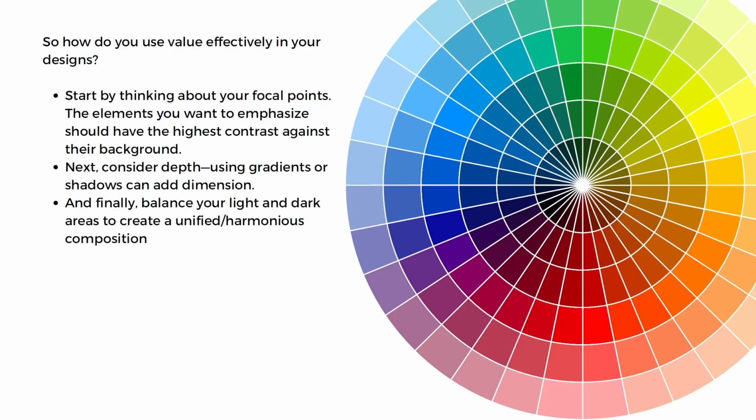So how exactly do you use value effectively in design? Think about your focal points. The elements that you want to emphasize should have the highest contrast against their background. Then you're going to consider the depth. Maybe this is our gradients. Maybe this is our shadows. Can this help add dimension to your piece if that's what you're looking for? And also you could balance your light and dark areas, and this is going to help to create a unified and more harmonious composition, which does tend to be key.